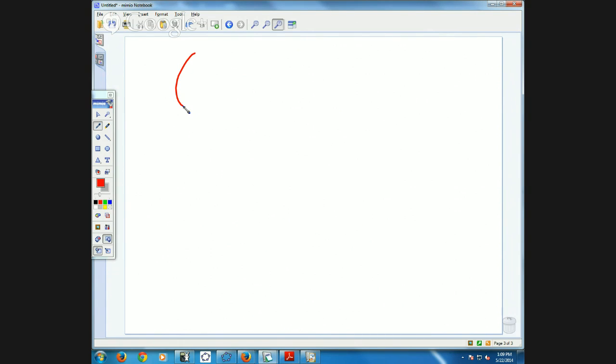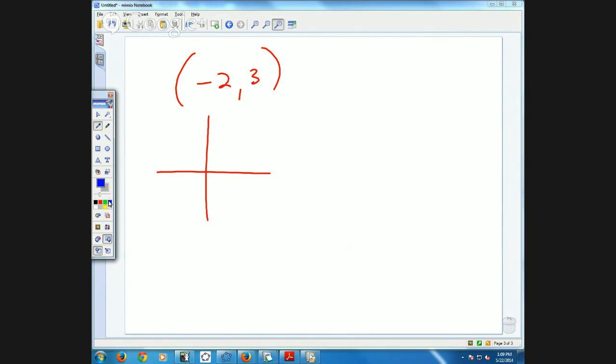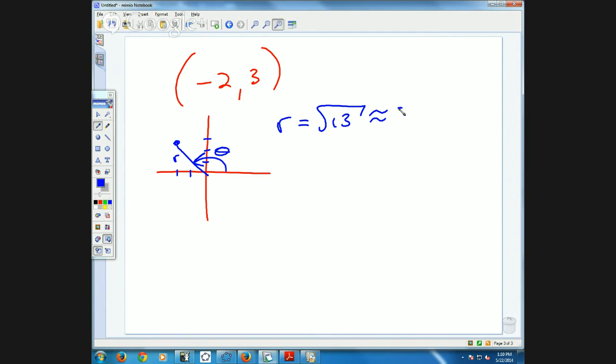Suppose we have the point (-2, 3). So that point lives right here, true? I need to identify here what is r and what is theta. R is pretty straightforward. It's going to be the square root of (-2) squared, which is 4, plus 3 squared, which is 9, square root of 13, which we already know is about 3.6 from our previous problem.